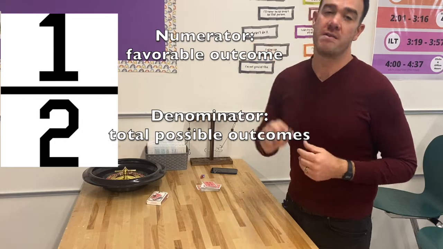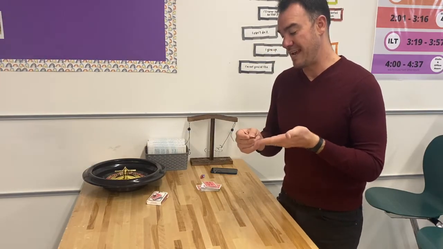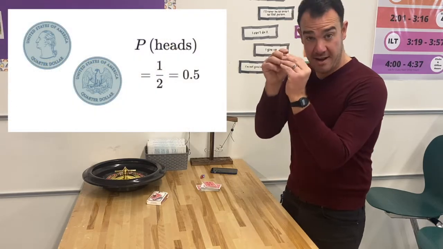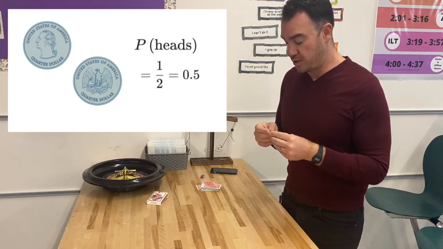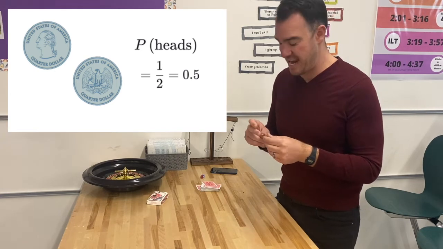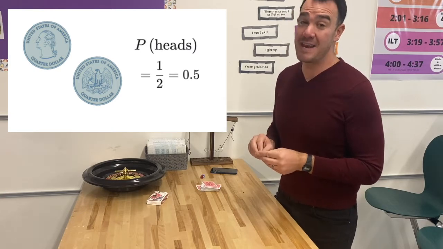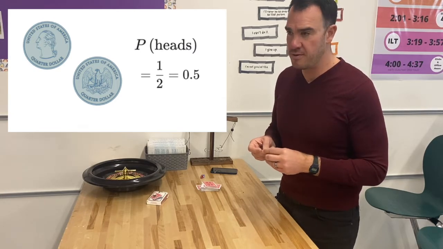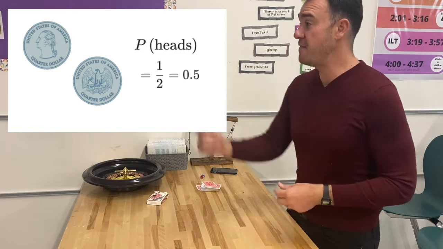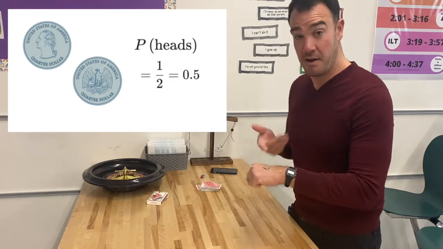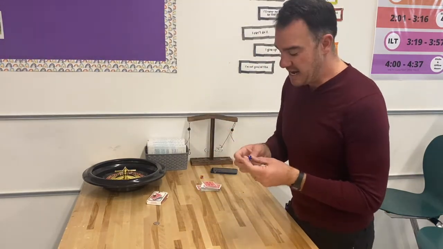So let's use a coin for that example. Let's say I want to say, what's the probability that this coin will land on heads? Well, there is one head on the coin, so one on the numerator, and what are the total possible outcomes? Well, there's a heads and a tails on this coin, so there are two possible outcomes. So the probability that it lands on heads would be 1 over 2, and we know 1 divided by 2 is 0.5 or 50%. So I have a 50% chance of landing heads. Heads it is.